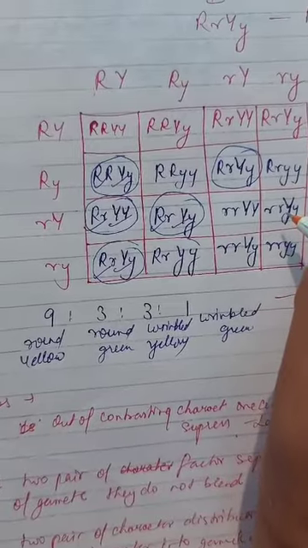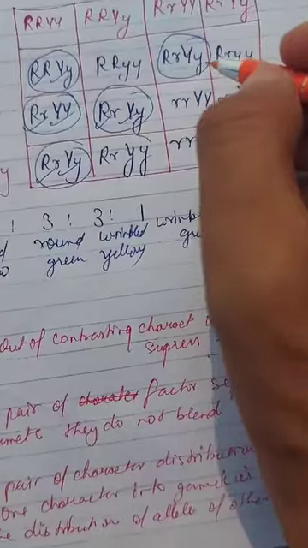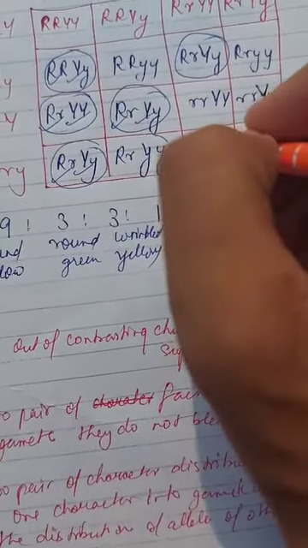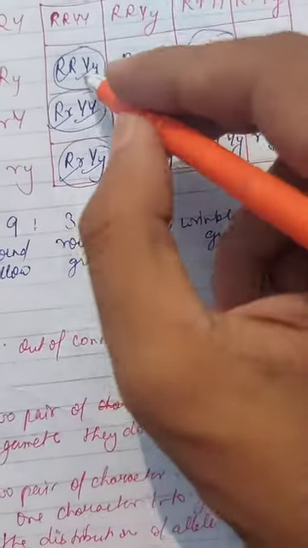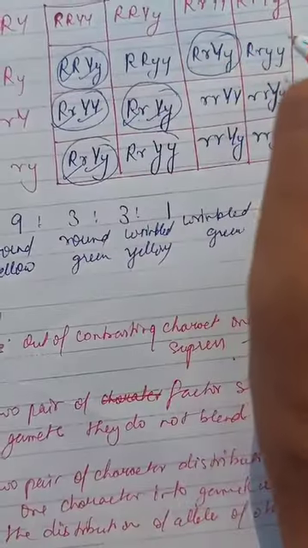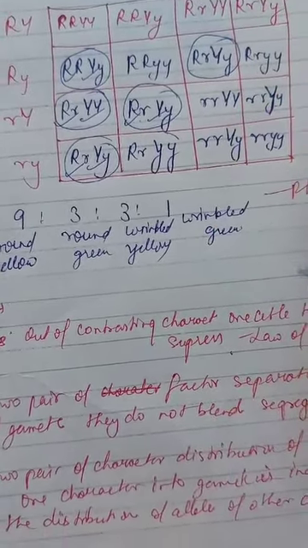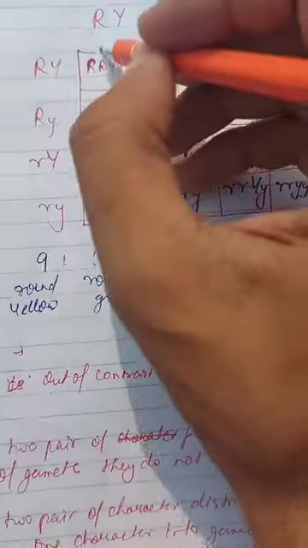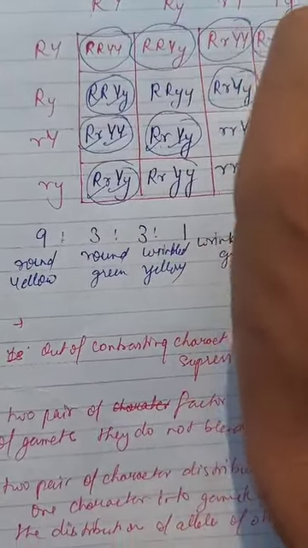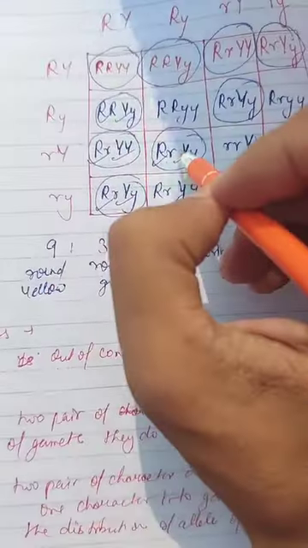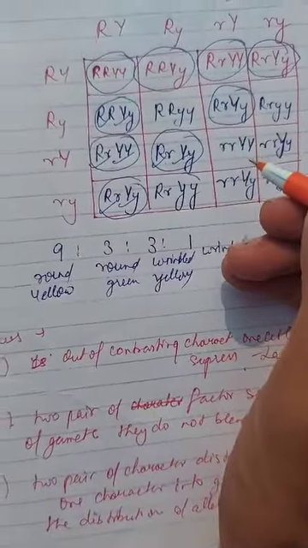Then round yellow, round yellow, round yellow. Any more? Small r, small y, no. So 1, 2, 3, 4, 5. Okay. Here also 1, here also 1, here also 1, here also 1. So 1, 2, 3, 4, 5, 6, 7, 8, 9. So what we are getting? 9 round yellow.